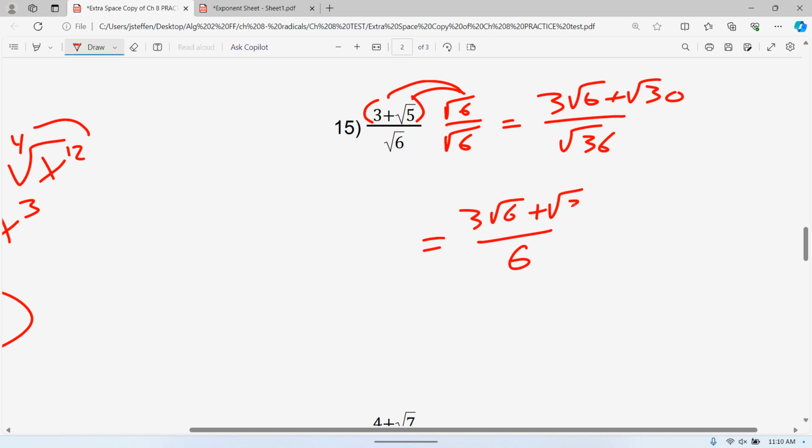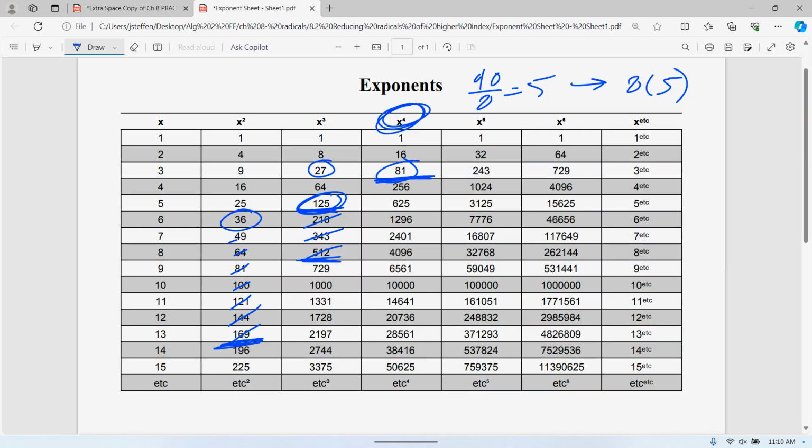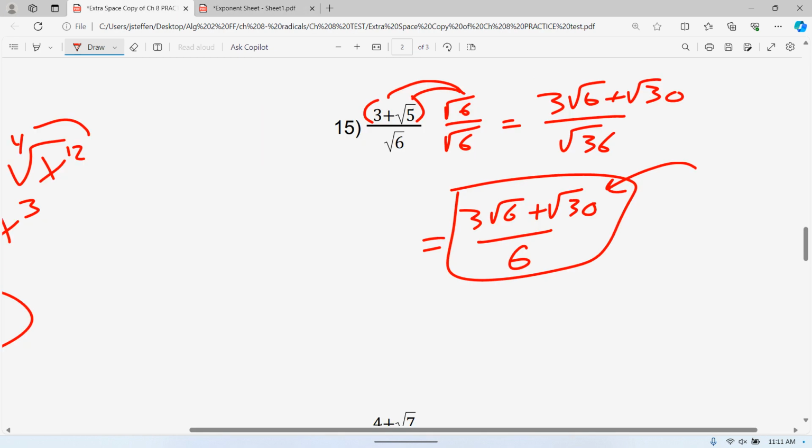And I guess I can walk you through it. Can you reduce the square root of 30? So 30 divided by 25 is a decimal. 30 divided by 16 is a decimal. 30 divided by 9 is a decimal. 30 divided by 4 is a decimal. So there's none of these that work. So that's as reduced as it can get. So that's your answer for that one.